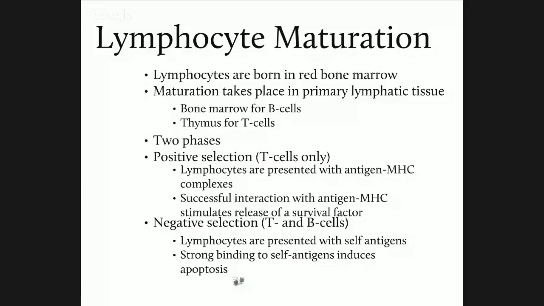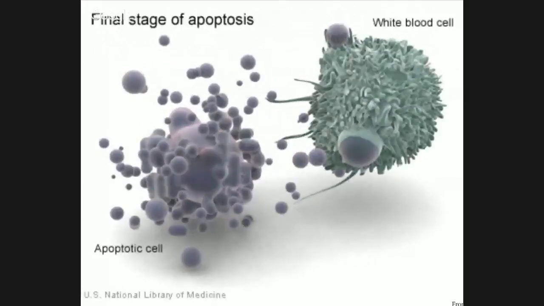Okay. And destroying that cell is a process called apoptosis. Now, apoptosis is not just this particular process. It's a very common process. And the picture that I have down here at the bottom is from the National Library of Medicine, part of the National Institutes of Health. So it's a computer-generated model of what apoptosis would look like.